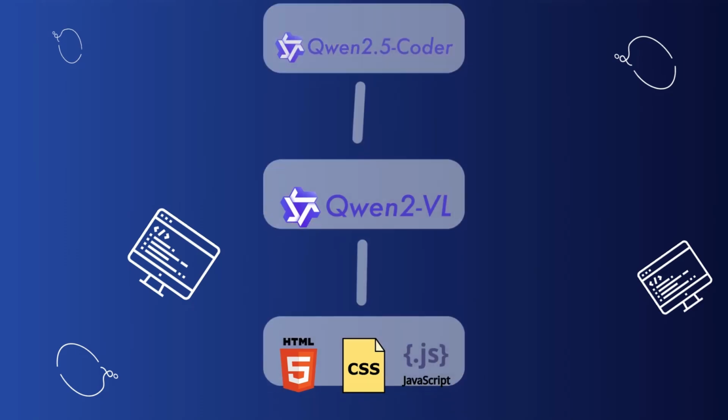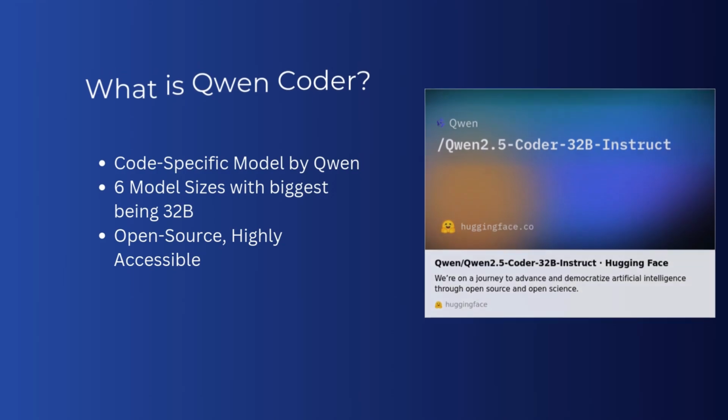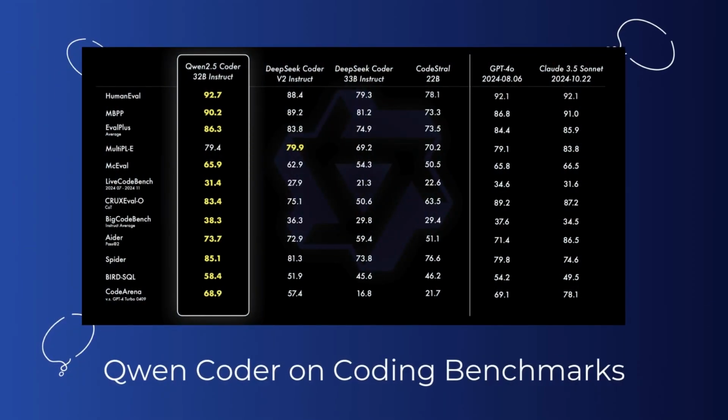So what is Qwen Coder? Qwen 2.5 Coder is the latest addition to the code-specific series of Qwen large language models, previously known as CodeQwen. This model range is tailored specifically for developers, offering 6 model sizes to address a variety of development needs. The 32B Qwen 2.5 Coder model stands out as the SOTA open source code model, achieving performance levels comparable to GPT-4o. This latest version of Qwen Coder brings impressive improvements over its predecessor, CodeQwen 1.5.